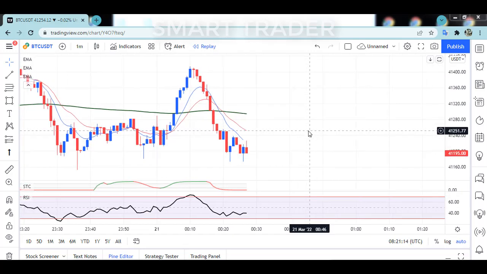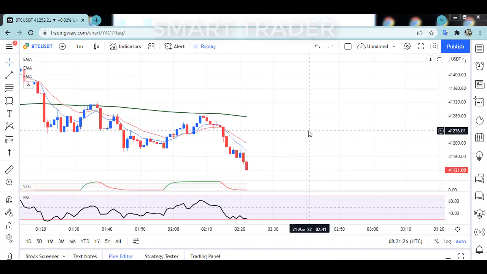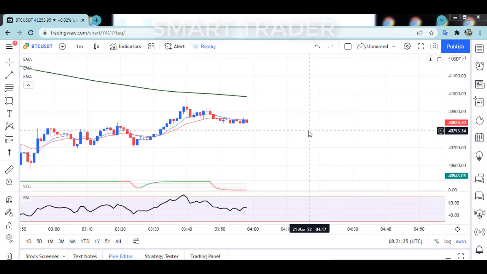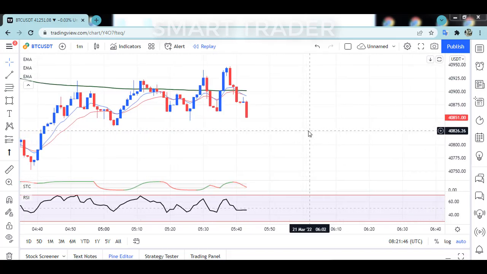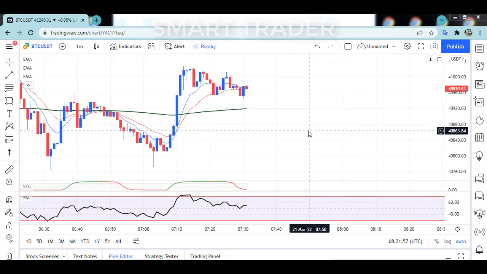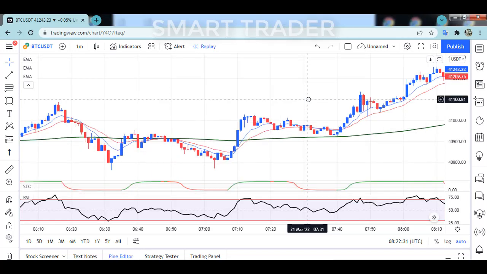The indicators I use in this strategy are the 200 EMA, 9 EMA and 18 EMA combined with RSI bullish and bearish divergence and the STC indicator. The EMAs are used to identify the trend direction. The STC helps me identify the market sentiment, bullish or bearish. The RSI is used to identify bullish and bearish divergence. This strategy is very simple if you follow step by step like I do in this video.